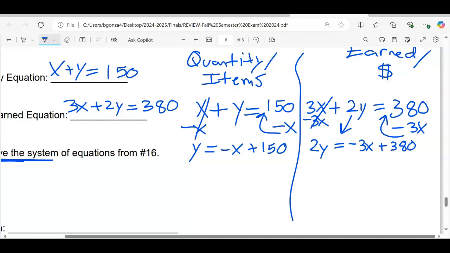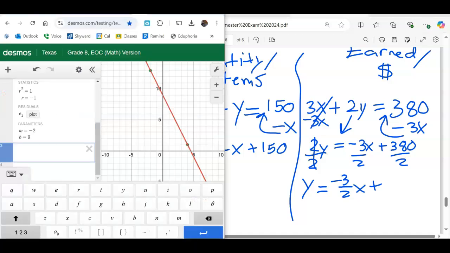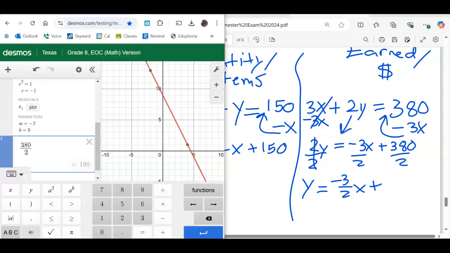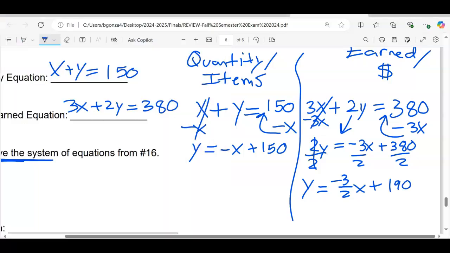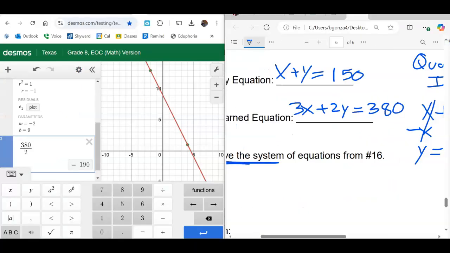Last step, to get rid of a coefficient 2, divide by 2, divide by 2, and we get negative 3 over 2 x plus 380 divided by 2. You can leave it like that. Actually, 380 divided by 2 is 190. Okay, sure. Now, we have two equations. All right, so last step, we have to graph these and see where they intersect, okay?